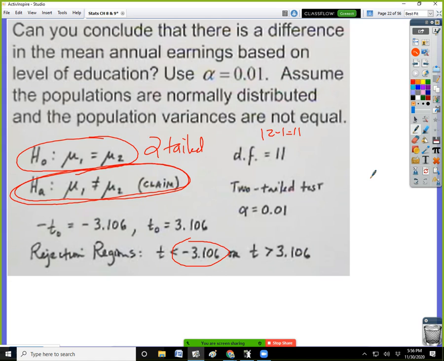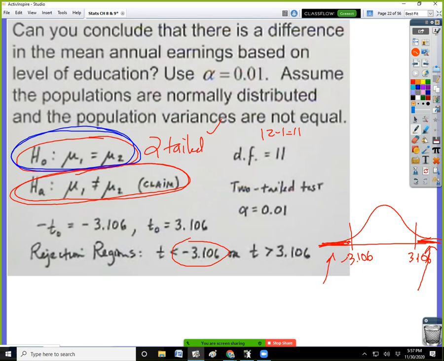So anyway, your rejection region: if we draw our little chart, I've got 3.106 and minus 3.106. Anything over here or over here, I'm going to throw out my H0. I'm going to throw out that they're the same. So I'm hoping that I get something in one of these regions so that I can reject this and thereby support that there is a difference. Does that make sense? That's what I'm hoping for.